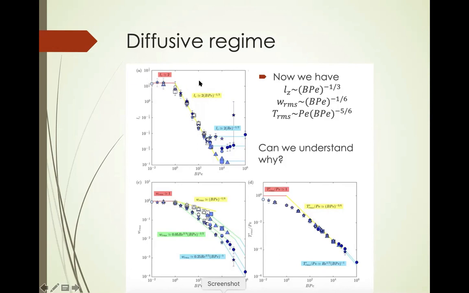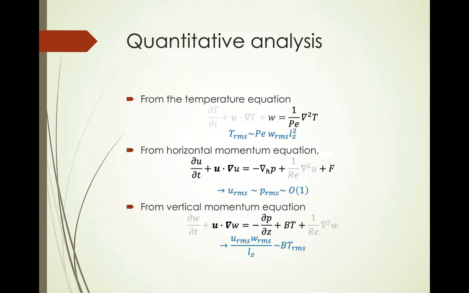And in this intermediate regime, which is the one we're interested in, the vertical length scale goes as this buoyancy Péclet to the -1/3. The vertical velocity goes as buoyancy Péclet to the -1/6. And the temperature fluctuation goes as the Péclet number times buoyancy Péclet to the -5/6. So these are quite different scalings from what we obtained before in the non-diffusive regime. And again, we can use arguments of dominant balance to try and explain where they come from.